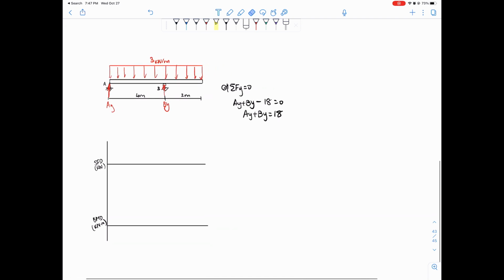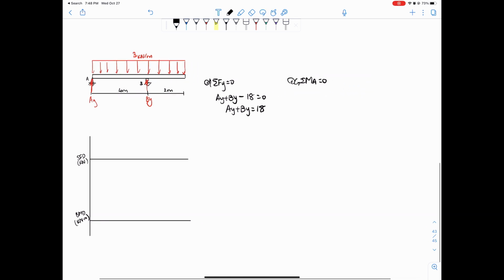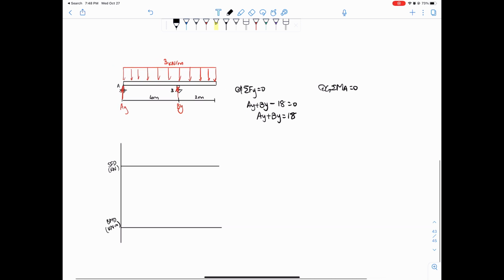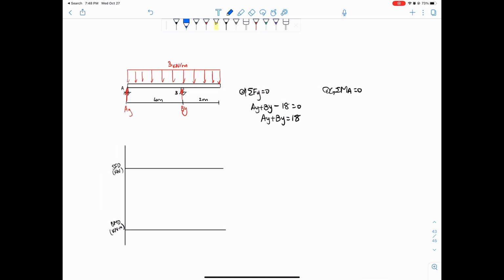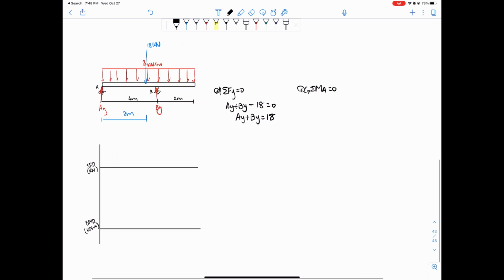And then we can do a sum of moments about point A counterclockwise equals positive and set that equal to 0, all right? So we can take this distributed load, replace it with an equivalent point load, and this distance would be half of the total distance, okay? Total distance is 6, so we're going to take half of that, which should give us 3, right? And the equivalent load is 18 kilonewtons because that's 6 times 3.